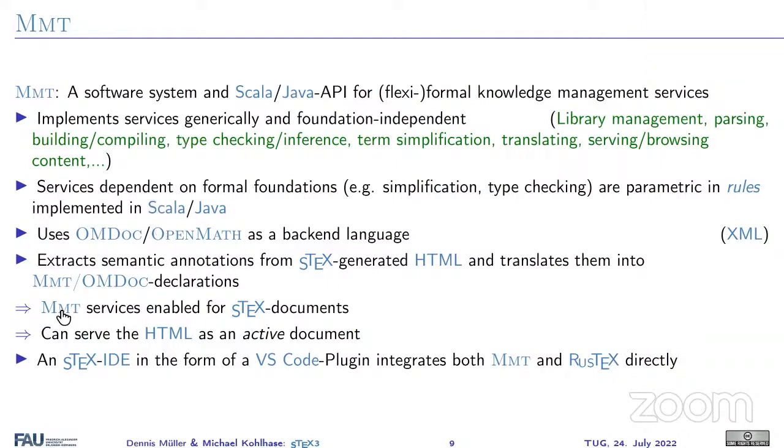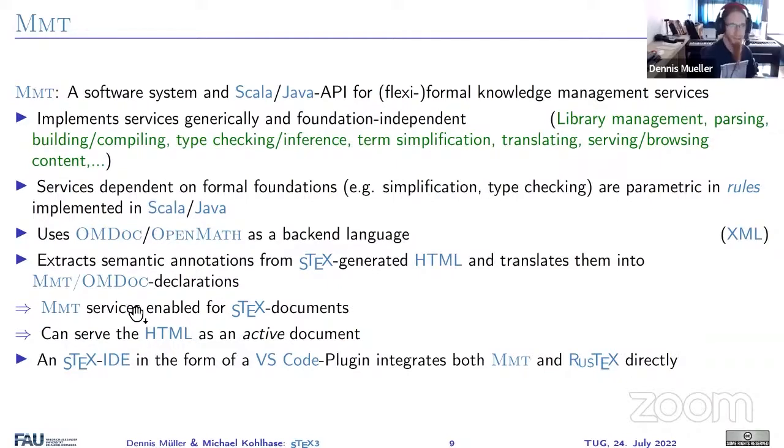And ultimately, MMT already integrates sTeX, so you don't have to bother with two systems. And by now, we've also bundled the MMT system into a VS Code plugin so that you get a proper IDE that you can work with, and which makes the whole setup as painless as humanly possible, I hope.